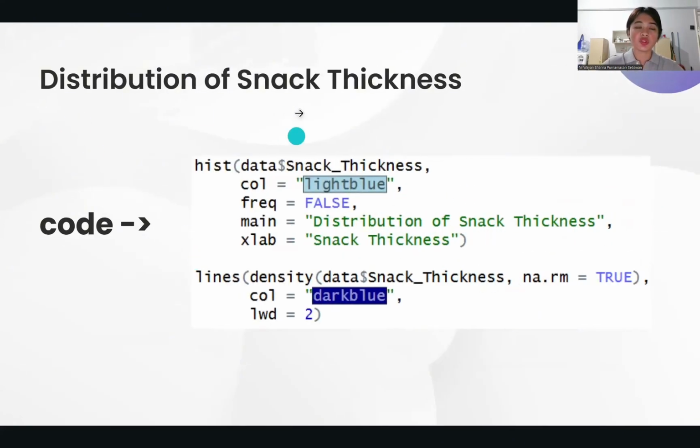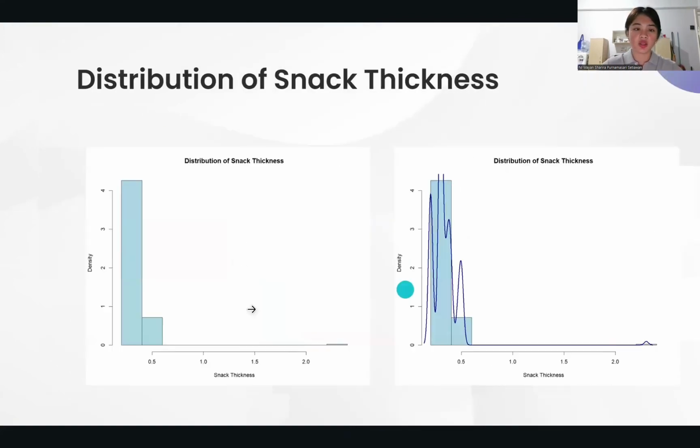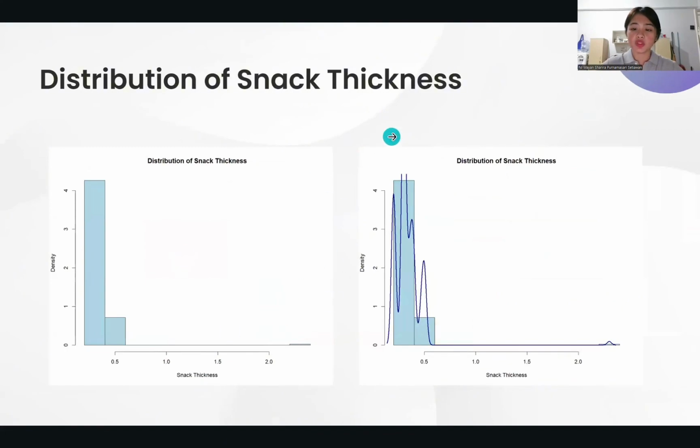Next, distributions of snack thickness. I first made a histogram of snack thickness with a density line. Here we can see that most snacks cluster around this thickness range. The blue line shows the density, giving us a smoother view of the distribution.